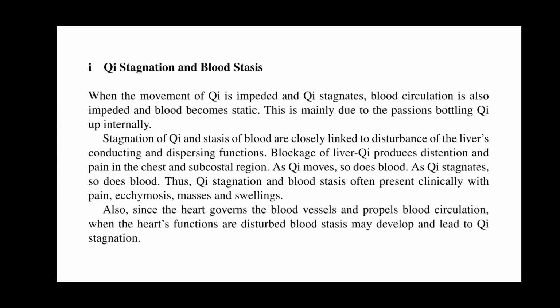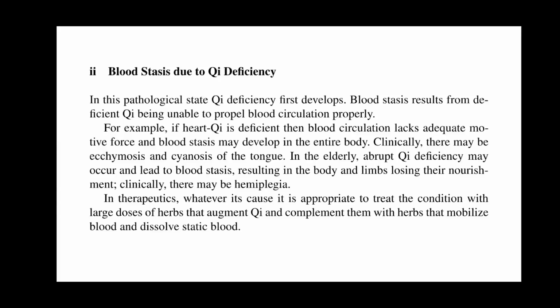Stagnation of Chi and stasis of blood are closely linked to disturbance of the liver's conduction and dispersing functions. Blockage of liver Chi produces distension and pain in the chest and subcostal region. As Chi moves, so does blood. As Chi stagnates, so does blood. Thus, Chi stagnation and blood stasis often present clinically with pain, ecchymosis, masses, and swellings. Also, since the heart governs the blood vessels and propels blood circulation, when the heart's functions are disturbed, blood stasis may develop and lead to Chi stagnation.